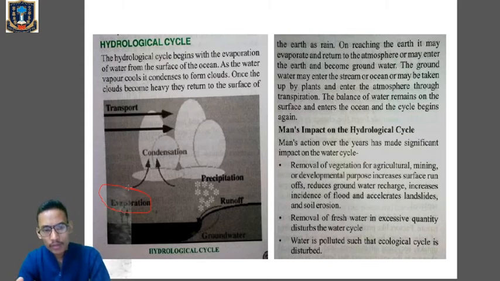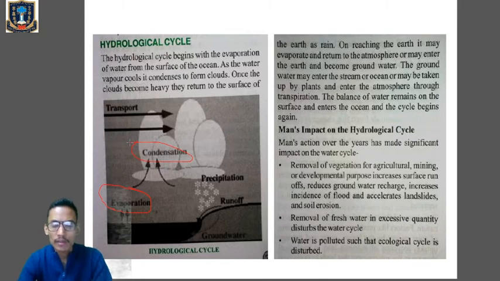So when there is evaporation, the water will be lost in the form of vapor. Now when this vapor cools, it will condense and form the cloud. That is called the process of condensation. So when the water vapor condenses, it will form the cloud, and when the cloud becomes heavy, they return back to the earth in the form of rain, precipitation.